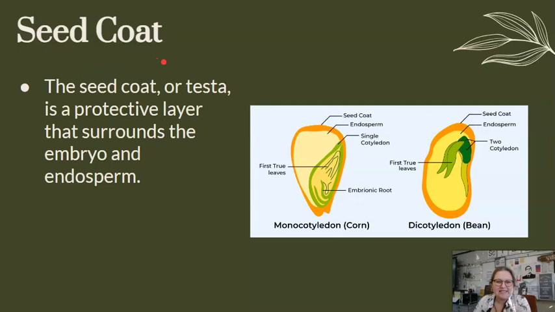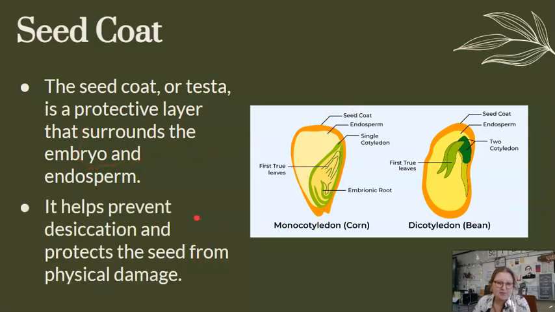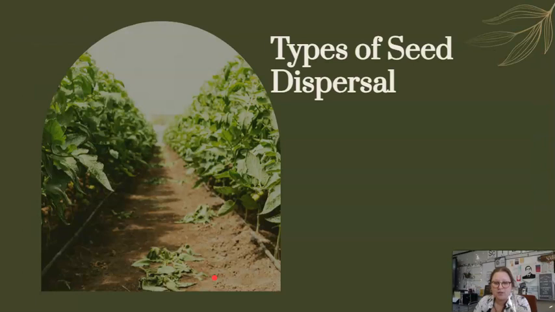All right, and then we have the seed coat. The seed coat, or testa, we'll just call it the seed coat, is a protective layer that surrounds the embryo and the endosperm just out here. It helps prevent desiccation, which is like drying out, and protects the seed from physical damage. So that's all about the anatomy of a seed.